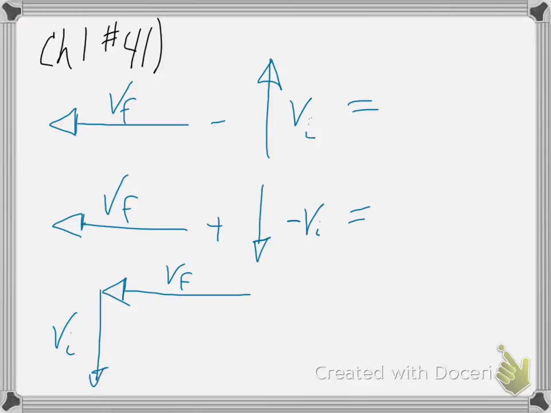Here I've drawn the two vectors that I'm now adding, final velocity plus the opposite of the initial velocity. So my resultant will go from where I started to where I ended. So that's what my resulting velocity vector is going to look like when I'm looking for the change in velocity. That's what it's going to look like.